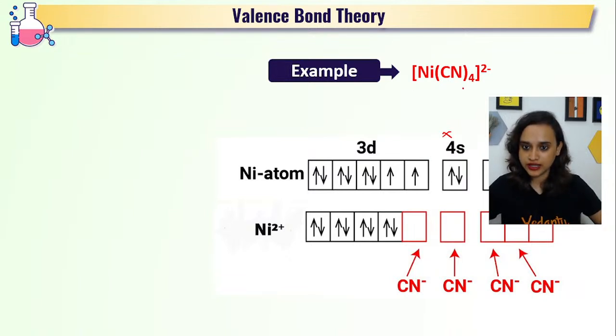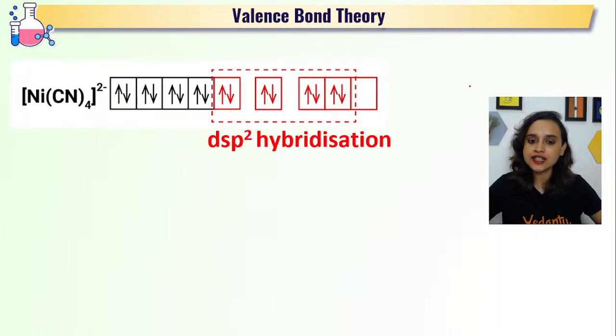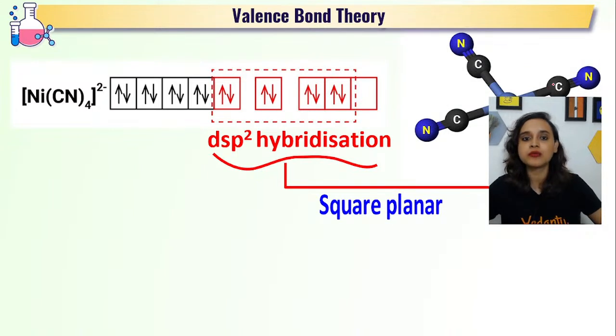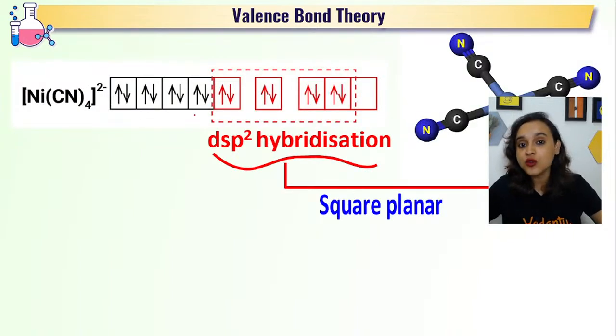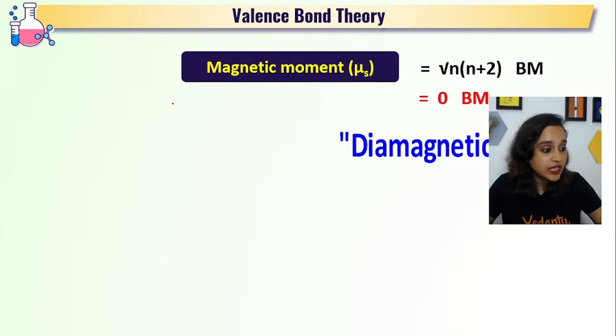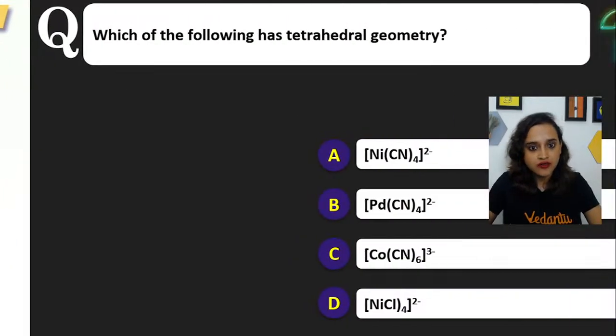There are four CN. So what I can do is shift the electrons here. The moment I shift them, I see that all of them are paired, and CN comes and takes these four. Now, what is this hybridization? It is dsp2, so the shape will be square planar. Since there are no unpaired electrons, this is also diamagnetic. Am I making myself clear? Is valence bond theory understood? Valence bond is also easy.